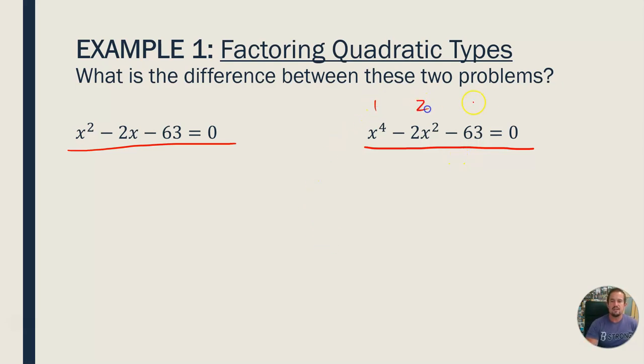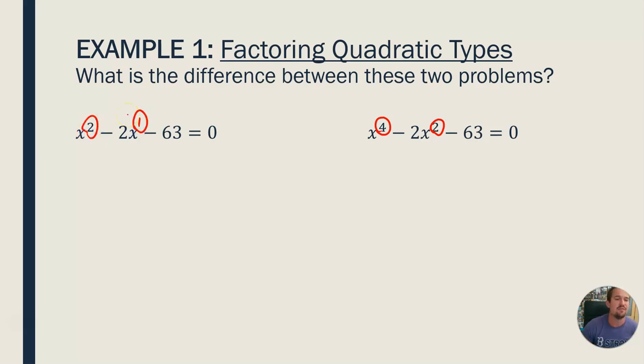First of all, both of these equations have three terms. They all have the same coefficients on each of the terms. We have a 1, -2, -63 in both of those examples. But notice the big difference between these two equations is the exponents. In this problem, the x's in these terms have exponents of 4 and 2. The x's in this quadratic equation have exponents of 2 and 1.